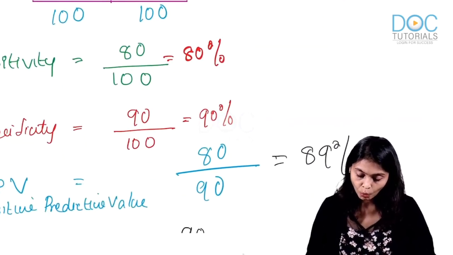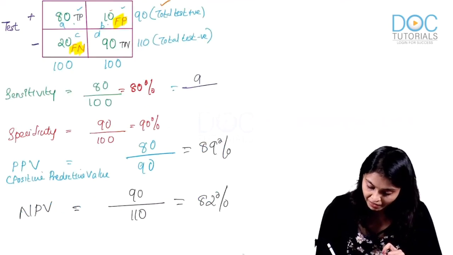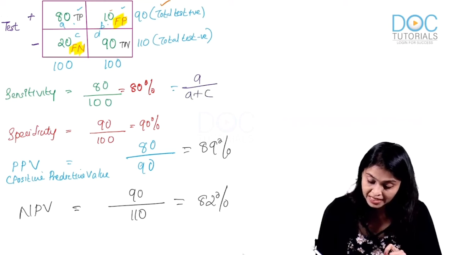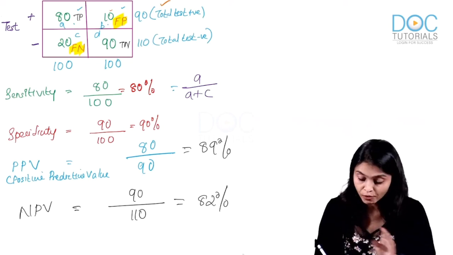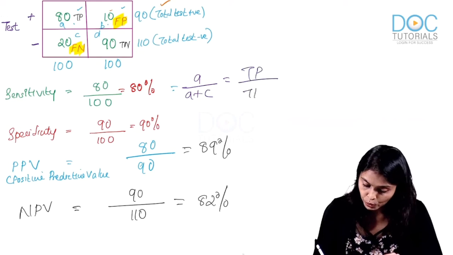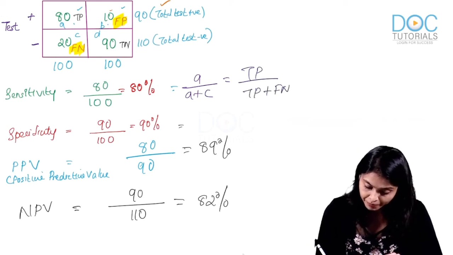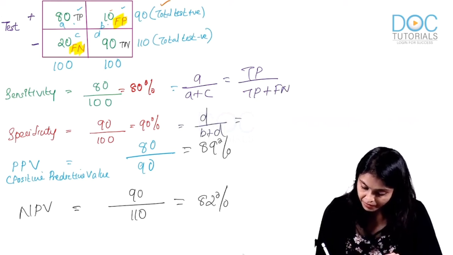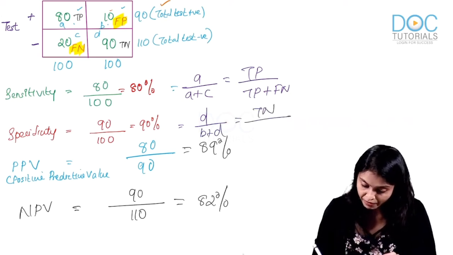Then what will be sensitivity? Next MCQ. Sensitivity would be A divided by A plus C, right? In terms of true positives, false positives, true negatives and false negatives, it would be true positives divided by true positives plus false negatives, right? Now what about specificity? That would be D divided by B plus D. In terms of the other values, it would be true negatives divided by true negatives plus false positives.